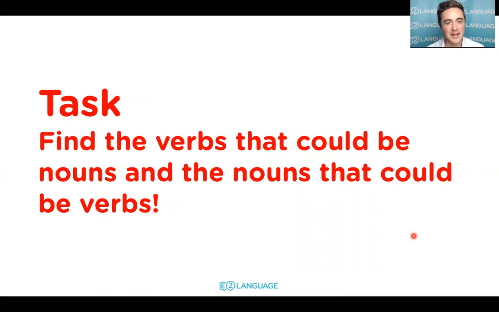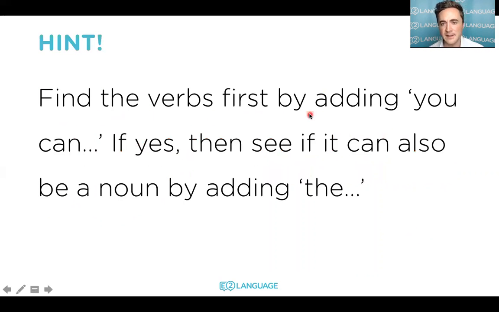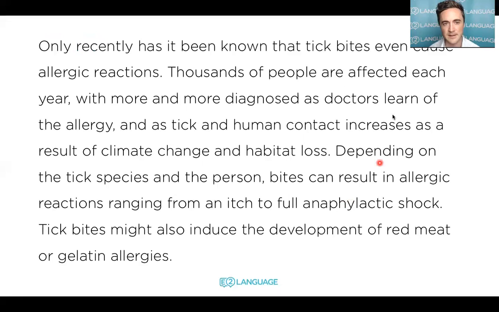This is going to test you. Find the verbs that could be nouns and the nouns that could be verbs. I want you to look at this text. And first, let me give you a hint. The hint is find the verbs first. Read through and find the verbs. So by adding 'you can', you can run, you can sleep, etc. If yes, then see if it can also be a noun by adding 'the'. See if you can find the words in this text that could be nouns or could be verbs. Okay?